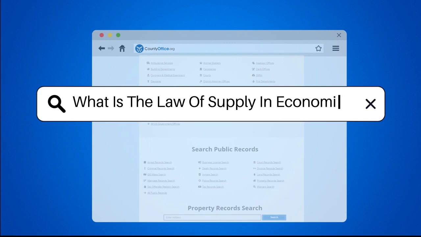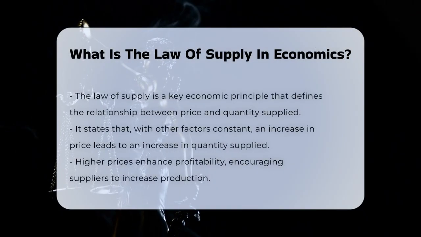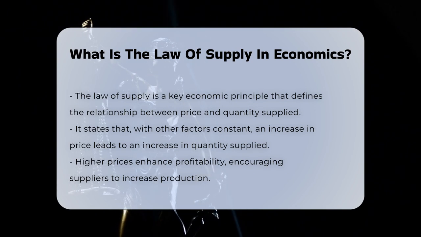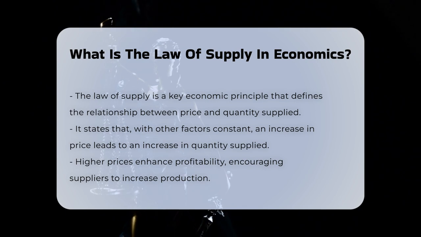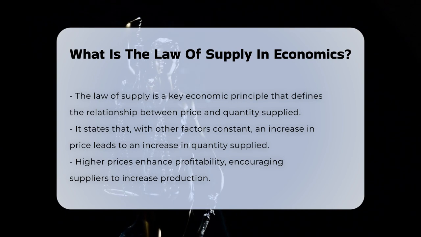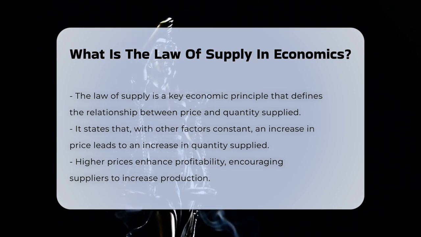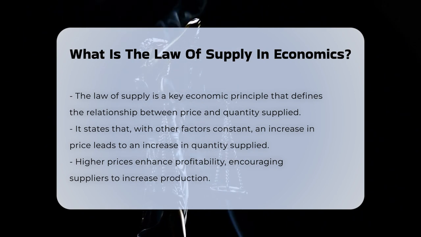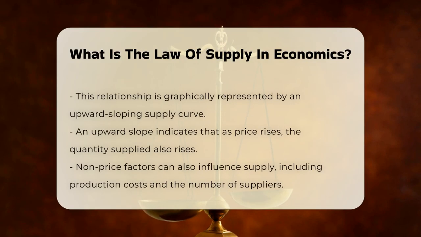What is the law of supply in economics? The law of supply is a fundamental principle in economic theory that explains the relationship between the price of a good or service and the quantity that suppliers are willing to provide. Price and quantity relationship. This law states that, keeping other factors constant, an increase in the sales price of a good or service results in an increase in the quantity supplied. This is because higher prices make production more profitable, motivating suppliers to produce more.